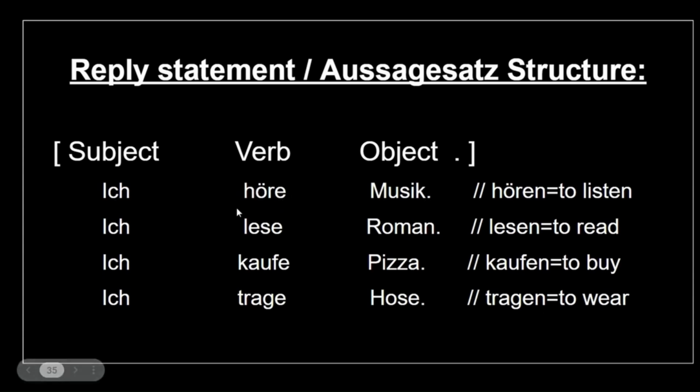For example, ich höre Musik. I have considered the verb hören. The verb hören means to listen, and the stem of the verb is hör. Since ich is the subject, I have conjugated the verb as höre. Ich höre Musik. Similarly, ich lese Roman. Ich kaufe Pizza. Ich trage Hose.